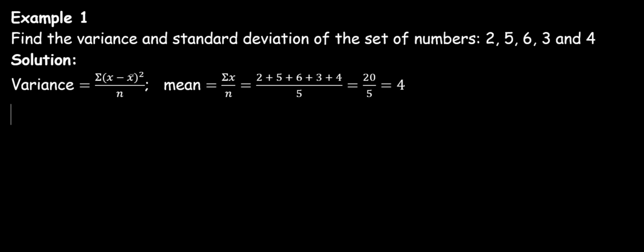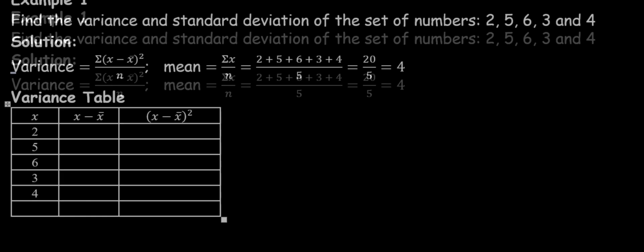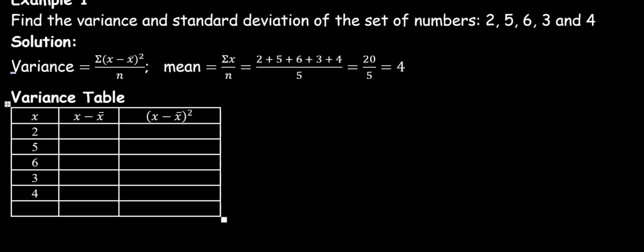Next, we prepare our variance table. In the table, we have our given values, which are the x values 2, 5, 6, 3, 4. The next column is x minus x bar, where we are subtracting the mean from the given value. We have 2 minus 4 will give you minus 2. 5 minus 4 will give you 1. 6 minus 4 will give you 2. 3 minus 4 will give you minus 1. 4 minus 4 will give you 0.